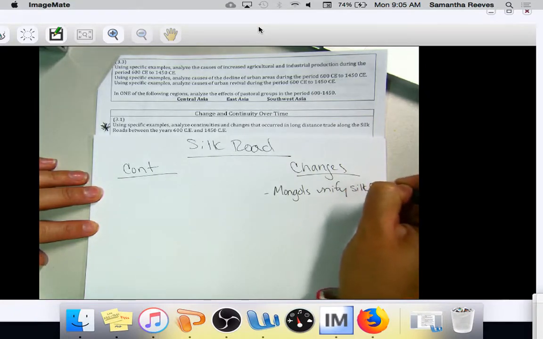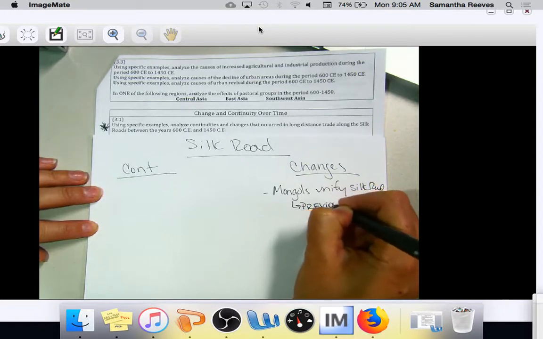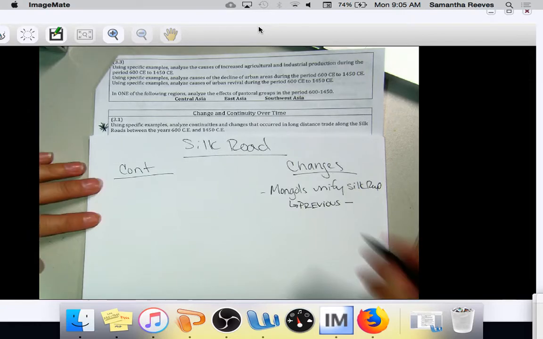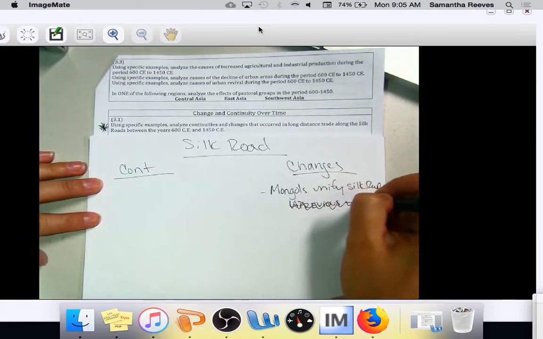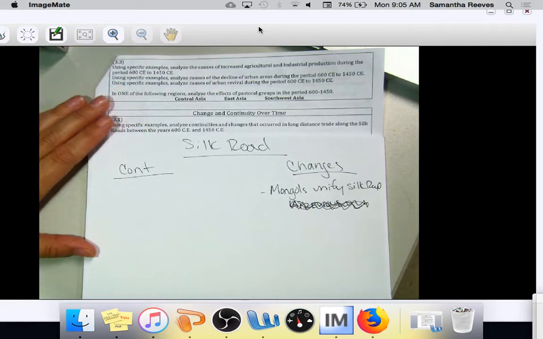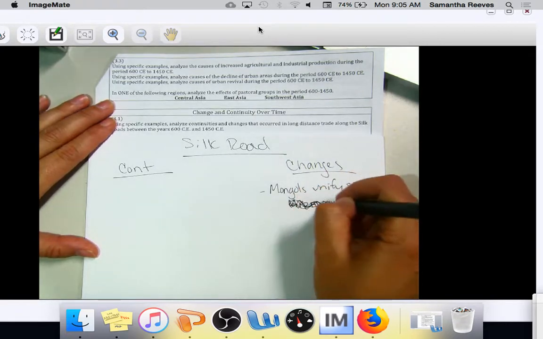Okay, there you go. So, previous is what? What was happening on the Silk Road previously? Oh, we don't have to. Just kidding. Sorry, I'm trying to make sure I'm doing it right, and then I mess it up. How fun. Okay, so, changes. I have to explain why this is occurring.